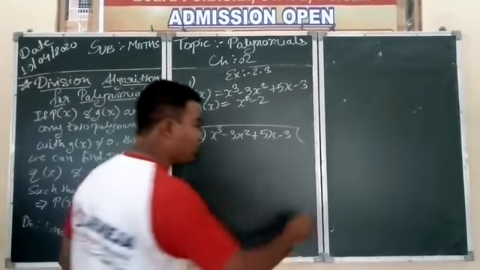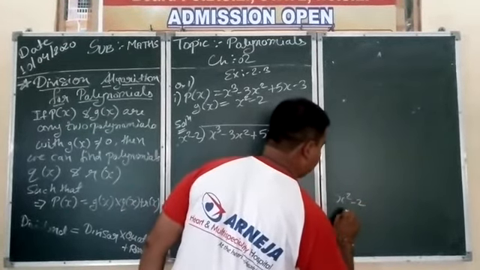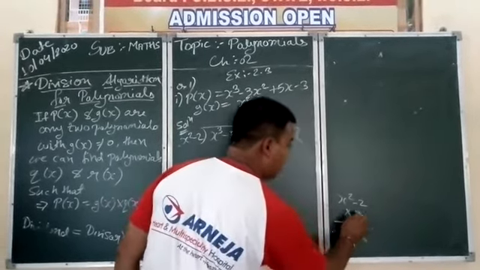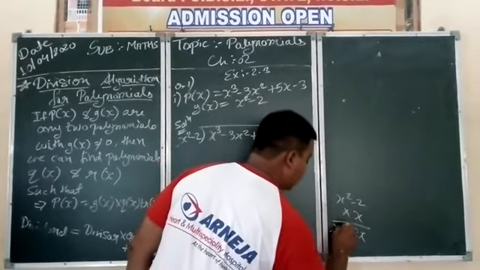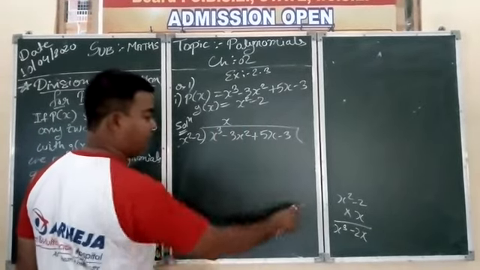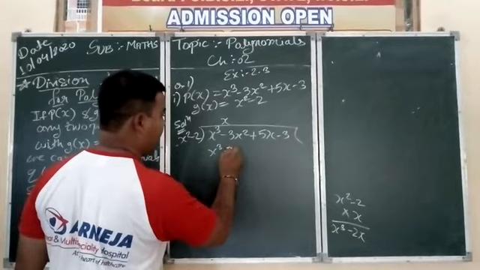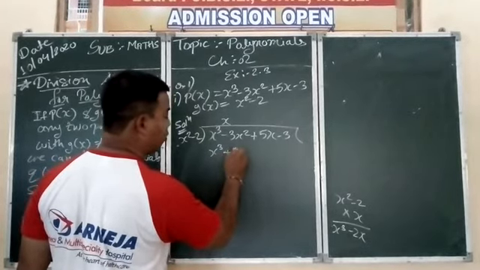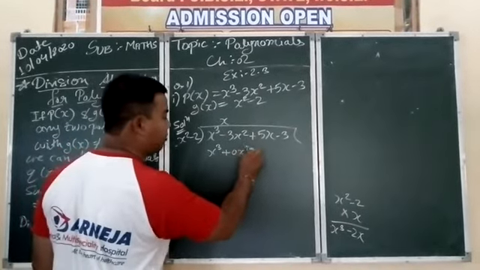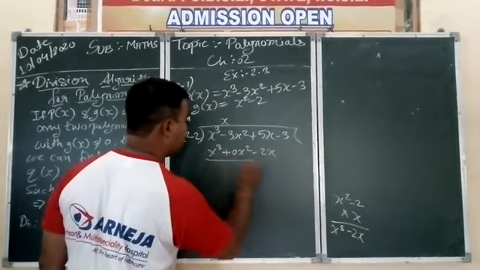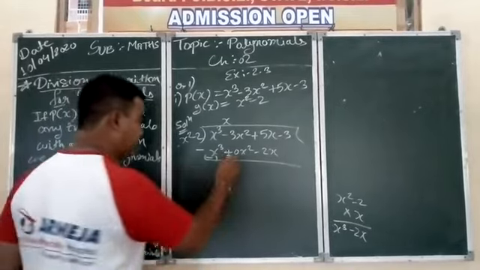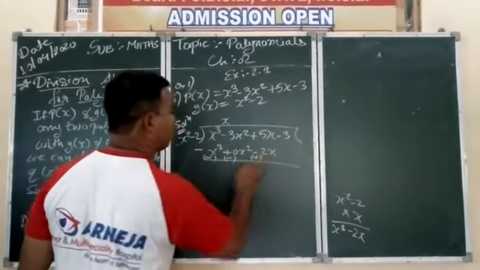We want x cube, so x square minus 2 is multiplied by x. So minus 2x, and x into x square gives x cube. We got x cube minus 2x. Here we write plus 0x square, because the x square term is not given. So write plus 0x square and minus 2x. Now subtract: plus changes into minus, and minus changes into plus.